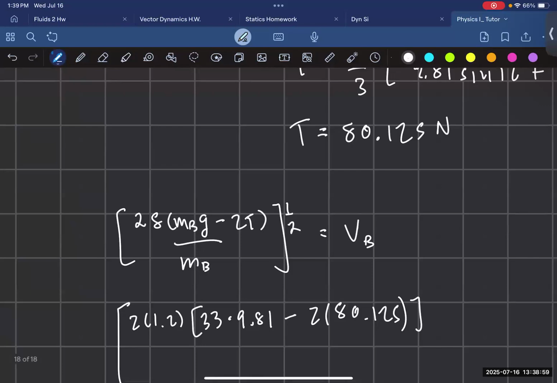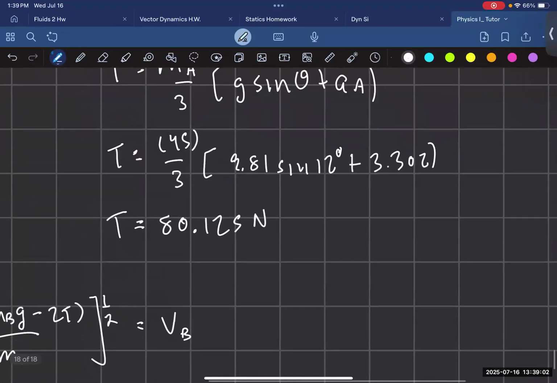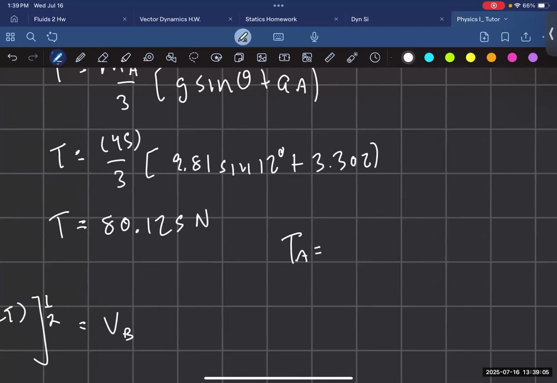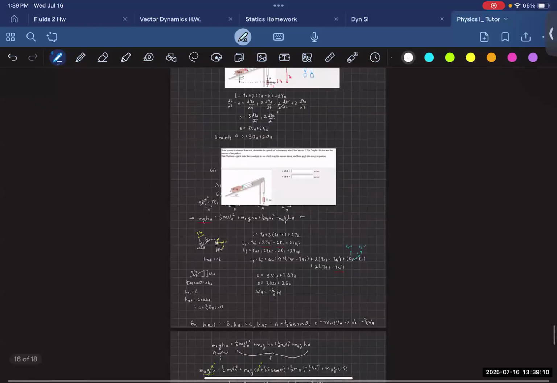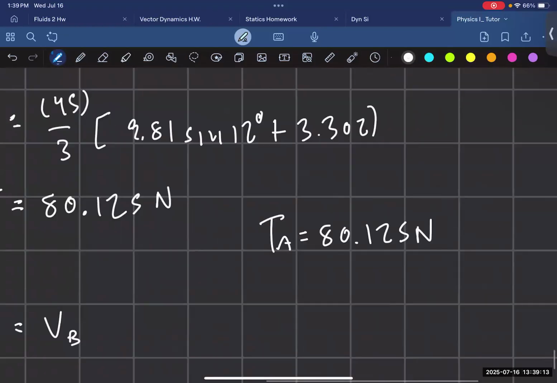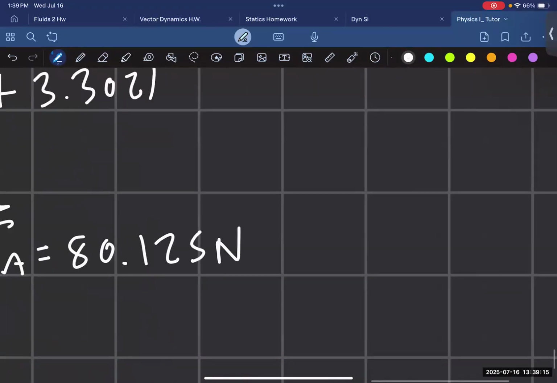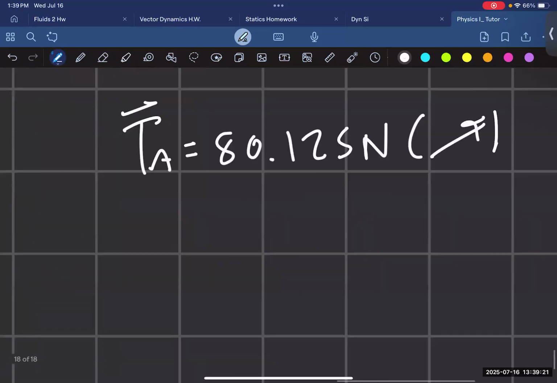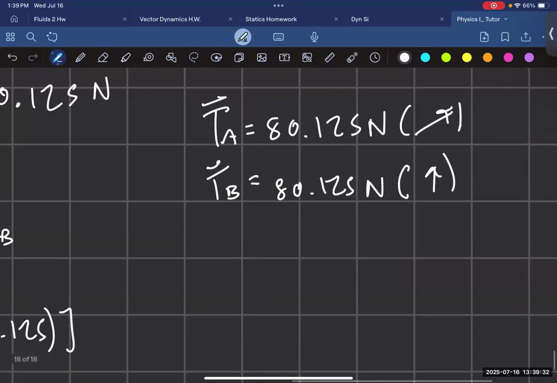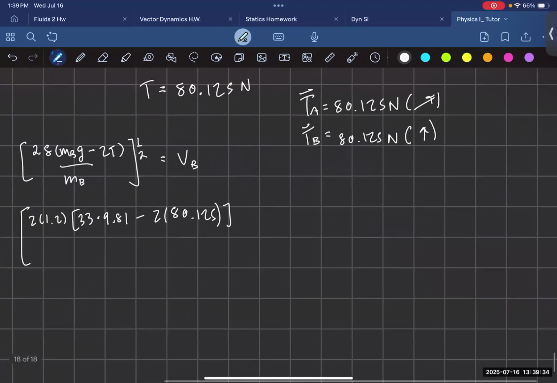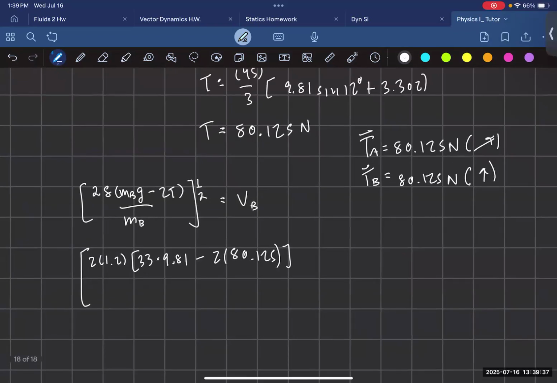The tension forces are the same, but if you were to say the tension of A, since A is going up the hill, the tension force, if we were to add a vector, would be going up the hill at 12 degrees. So it'd be like this. And then the tension of B would be 80.125 newtons, going straight up, right? So the magnitude stays the same, direction changes. That makes perfect sense, what you learned in class.